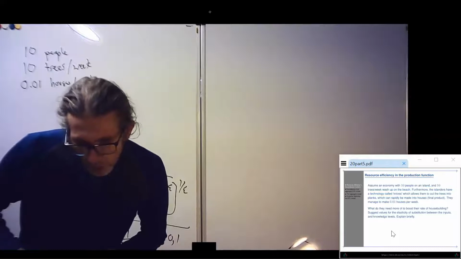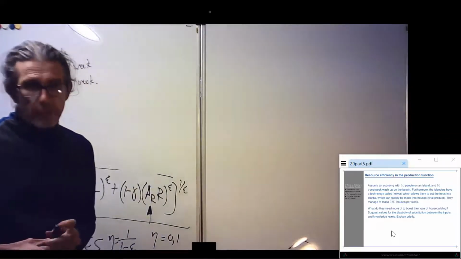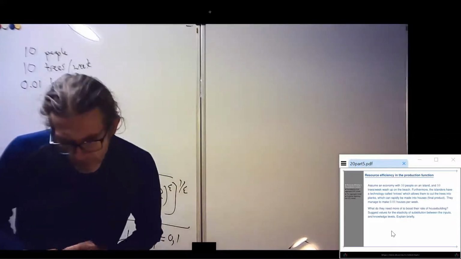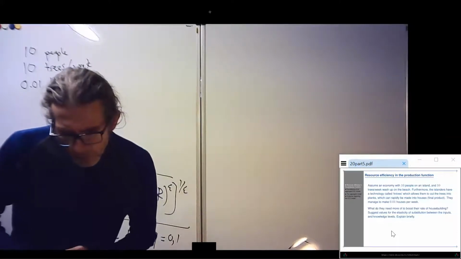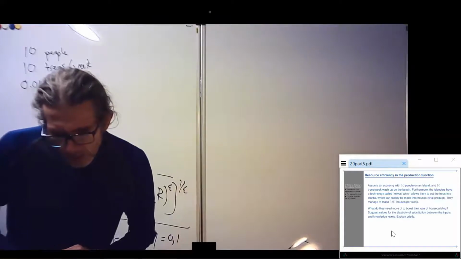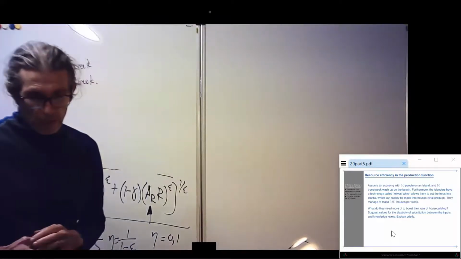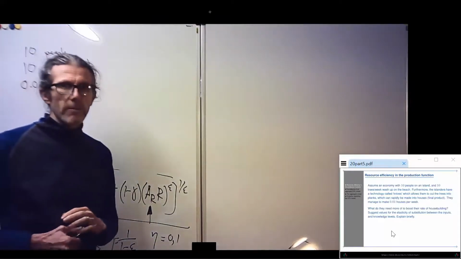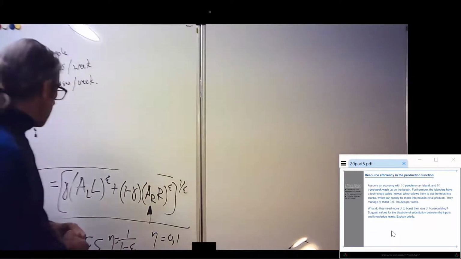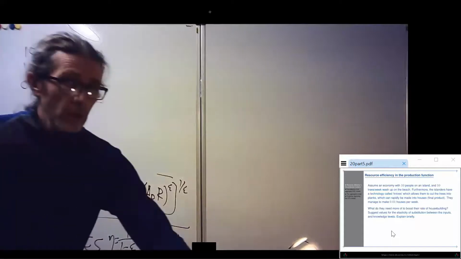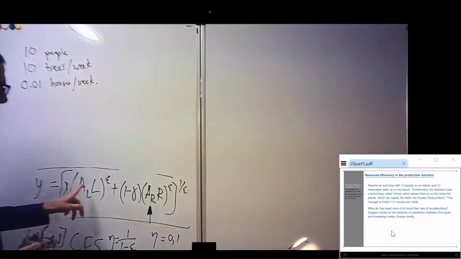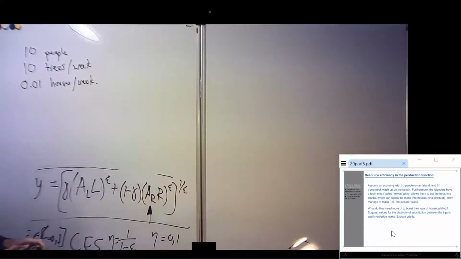What do they need more of to boost their rate of house building? Suggest values for the elasticity of substitution between the inputs and values for the knowledge levels. Explain briefly. Okay, wow. So this is based, we're going to assume a CES production function.